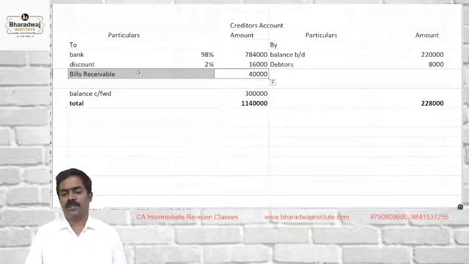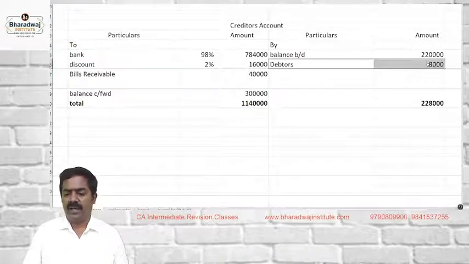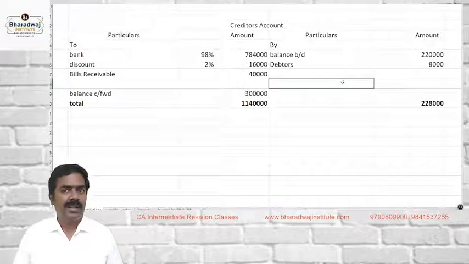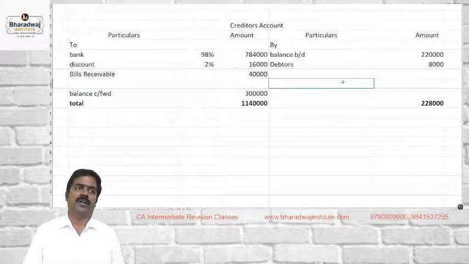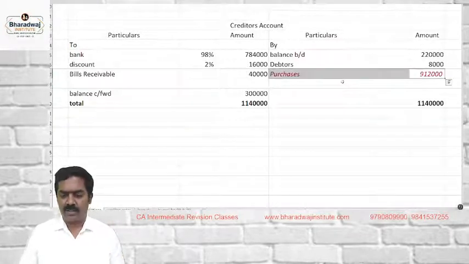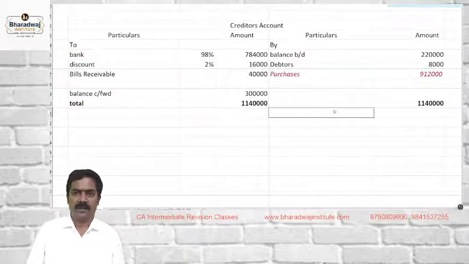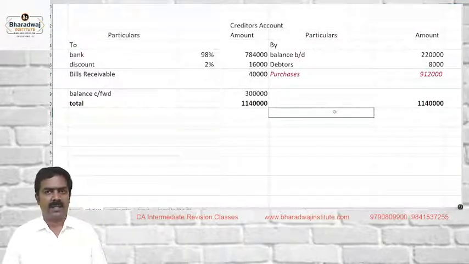So 40,000 is bills paid, bills receivable endorsed. 8,000 is endorsed bill dishonored. Debtors account, debtor to creditors account. Tally this, you will get purchase as a balancing figure.